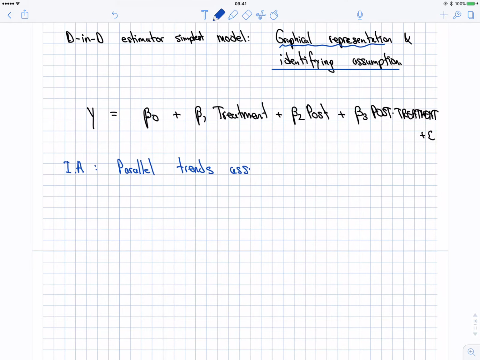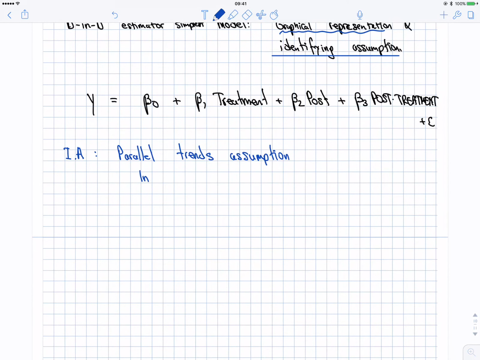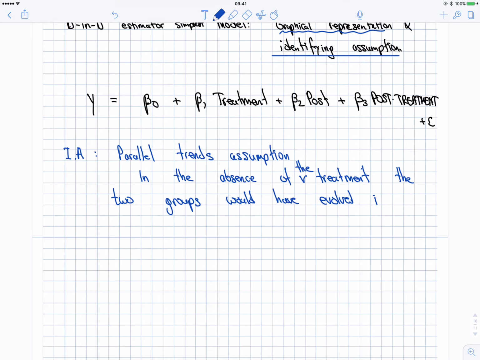Parallel trends assumption. What it tells us is that in the absence of treatment, the two groups would have evolved in a similar way. What does that mean?